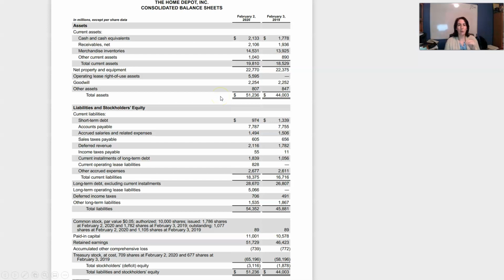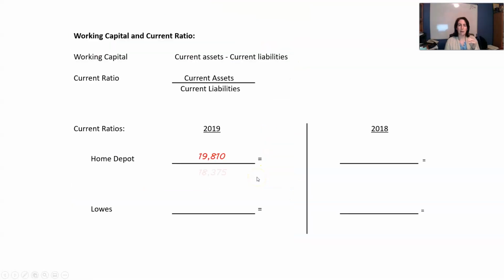So if we come on over here to our Home Depot and we look at our current assets, there we go, and we grab our total current liabilities, there's a bunch of them, and we divide one by the other. Okay, so 19,810 divided by 18,375. We can see that Home Depot has $1.08 of current assets to every dollar of liabilities. So they're good. They can pay their bills and a little bit more. Okay, and if you look at the previous year, there you go.